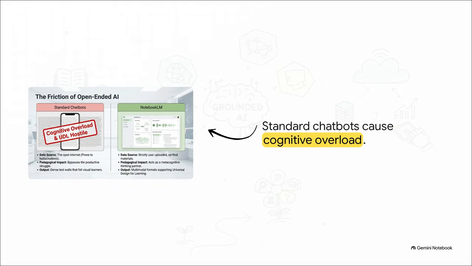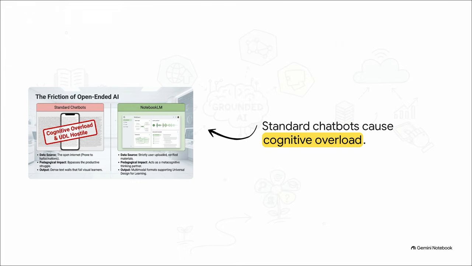So all that theory is fantastic, but how do we actually empower students to direct their own learning without them just completely getting lost in the noise and misinformation of the internet? Well, you immediately hit the friction between standard, open-ended AI and grounded tools like NaviGator Notebook. Standard chatbots just pull from the open web, right? They hallucinate, they completely bypass the productive struggle of learning, and they usually just spit out these dense walls of text that cause total cognitive overload. It is a nightmare for UDL principles.